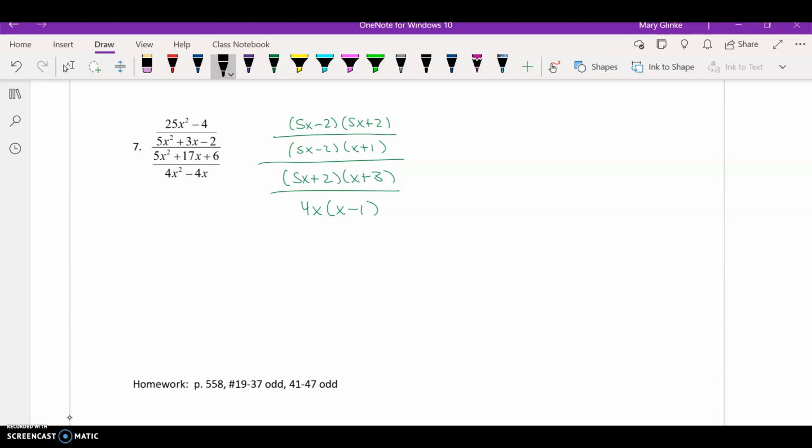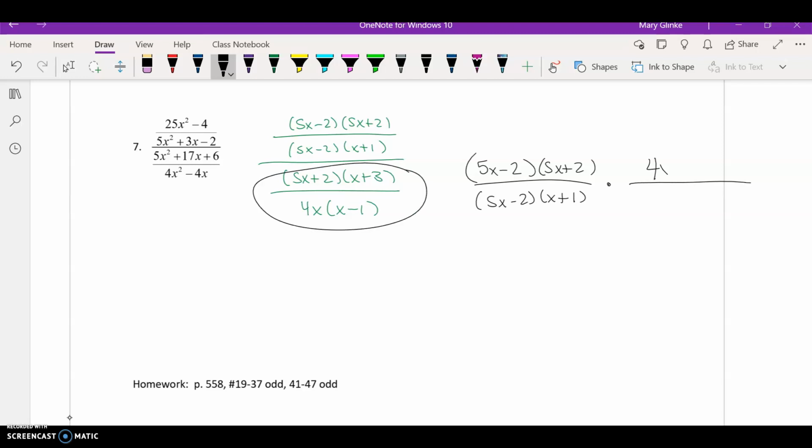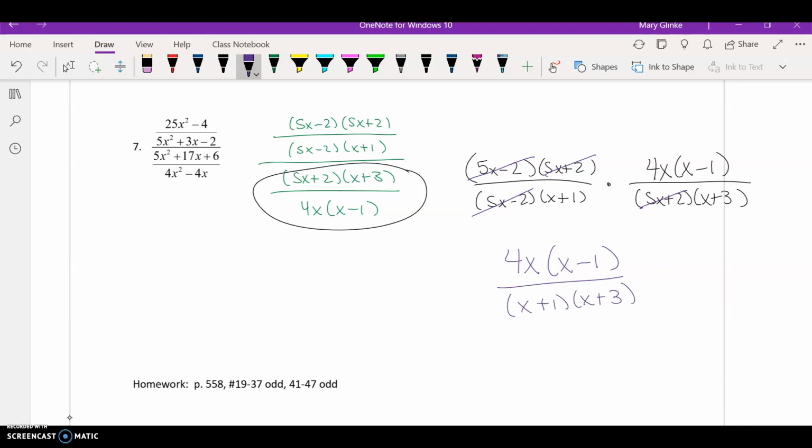So now what we're going to do is leave the numerator alone, 5x minus 2 and 5x plus 2 divided by 5x minus 2 and x plus 1. We're going to take our denominator and multiply by the reciprocal of that, so 4x and x minus 1 go to the numerator, and 5x plus 2 and x plus 3 go to the denominator. At which point now we can reduce out 5x plus 2 and 5x minus 2. We are left with 4x and x minus 1 over x plus 1 and x plus 3.